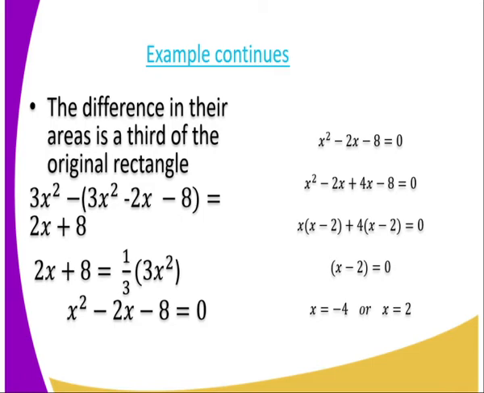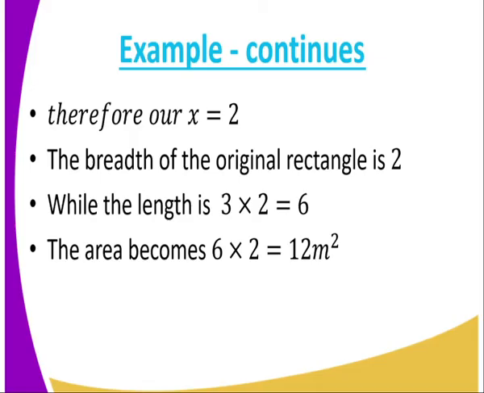And when we equate it, we get x squared minus 2x minus 8 is equal to 0. Solving the equation, you get x is equal to negative 4 and x is equal to 2. Remember, this is the breadth, so we cannot have it negative, so we take the positive. Therefore, our x is equal to 2. The breadth of the original rectangle is 2, while the length is 6. So the area becomes 6 times 2, which is equal to 12 meters squared. That is the way it's supposed to be calculated in a real life situation.